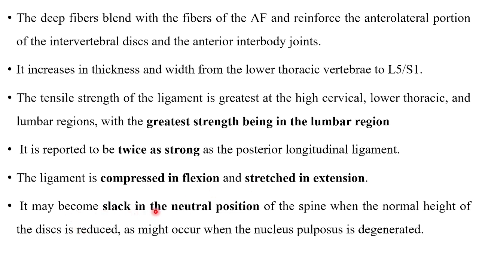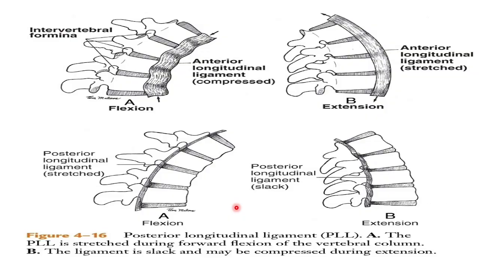It may become slack in the neutral position of the spine when the normal height of the disc is reduced, as might occur when the nucleus pulposus is degenerated. So this anterior longitudinal ligament will be slack in the neutral position.